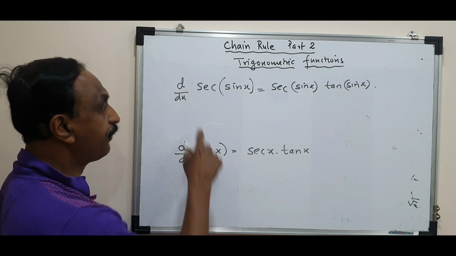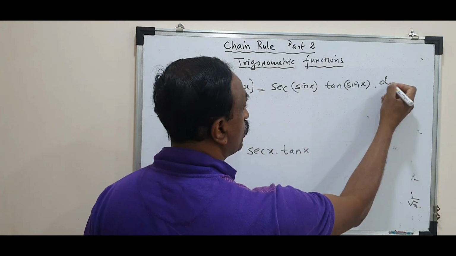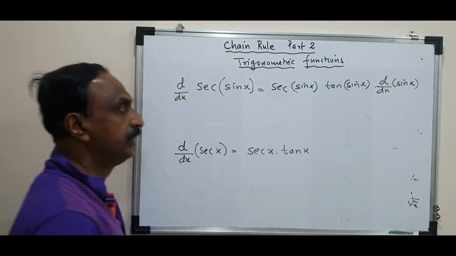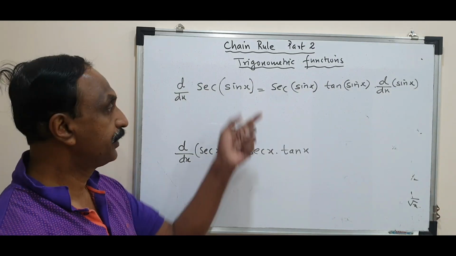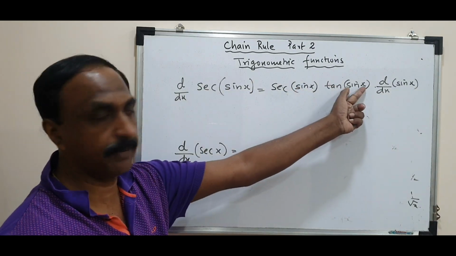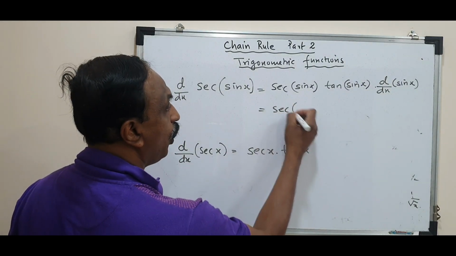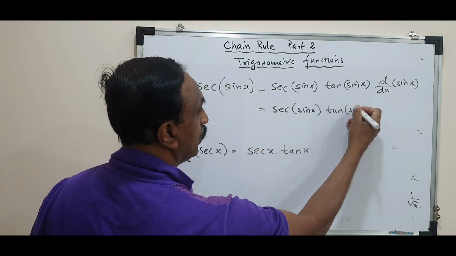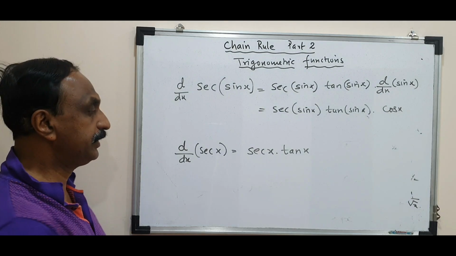If they both are different, angle part and variable of differentiation are different, then we have to take the derivative of that angle part again. When you differentiate sec, sec will change to sec into tan. The original angle part will remain the same into the derivative of the angle. So your answer became sec of sin x, tan of sin x into the derivative of sin x, that is cos x. This is how you find the derivative.